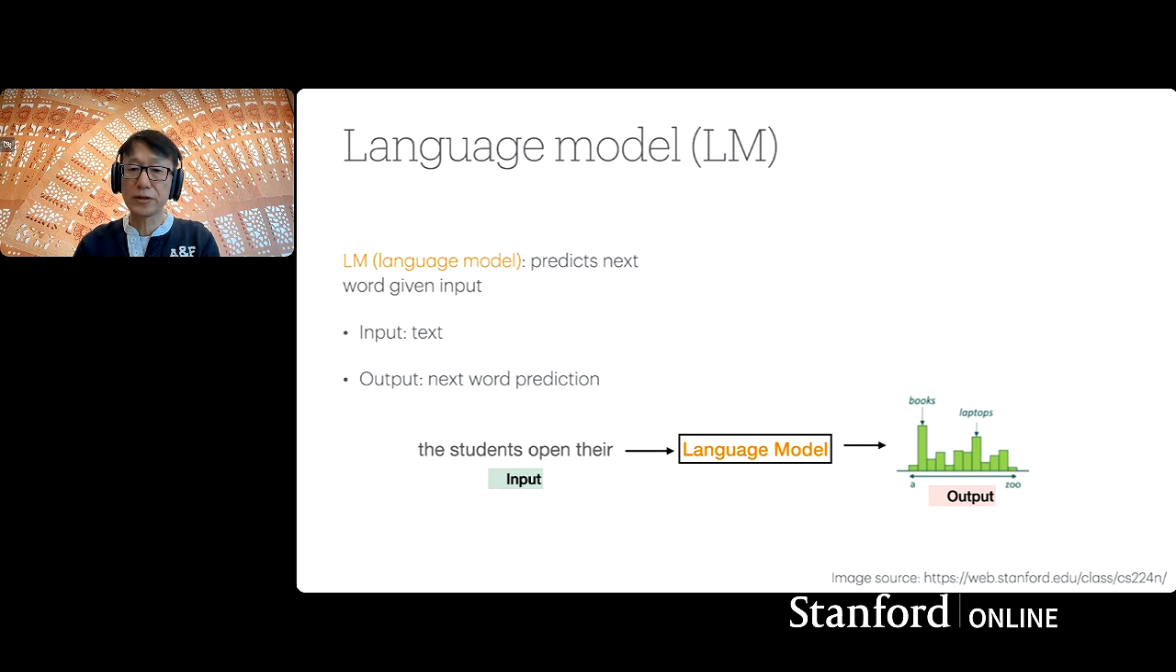And then if you want to keep generating what's coming next, then we can turn that output in as an input and put it into the language model, and the language model continuously generates the next coming word.